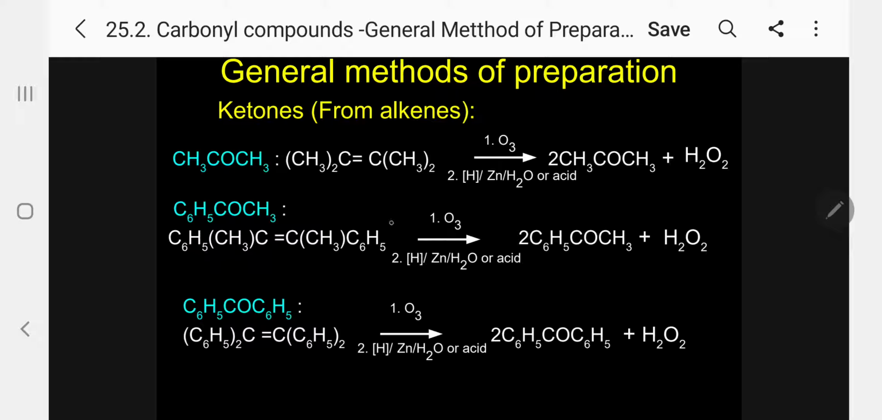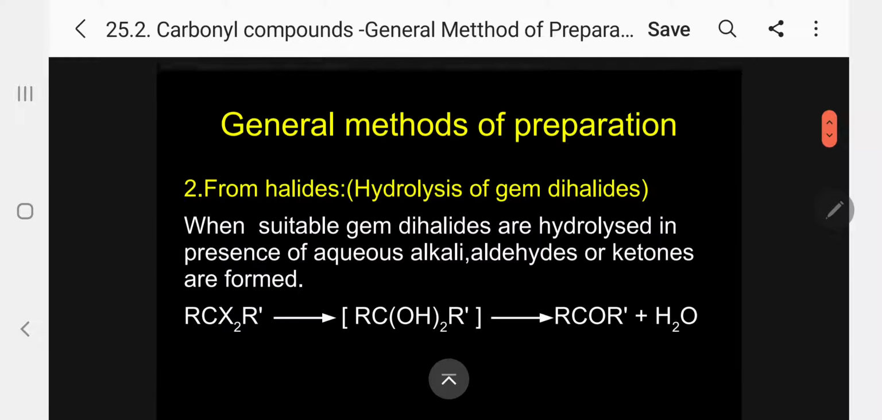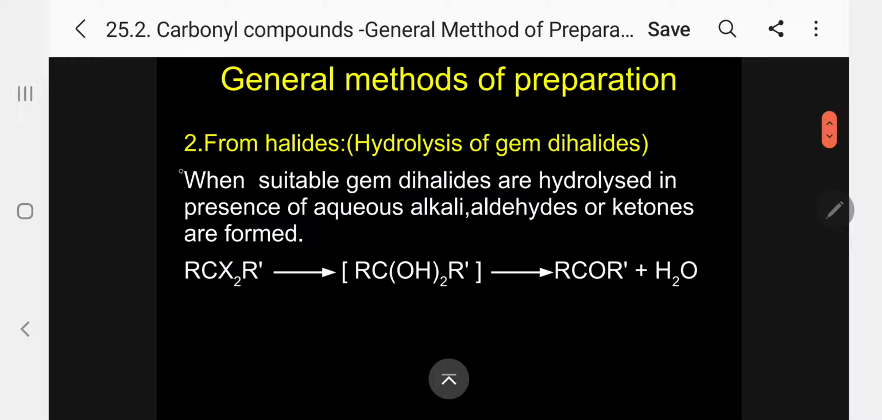That's why it's called the general method. So this means from a suitable alkene, we can prepare any aldehyde or any ketone. The second general method is from gem dihalides. Kindly follow. Hydrolysis of gem dihalides.